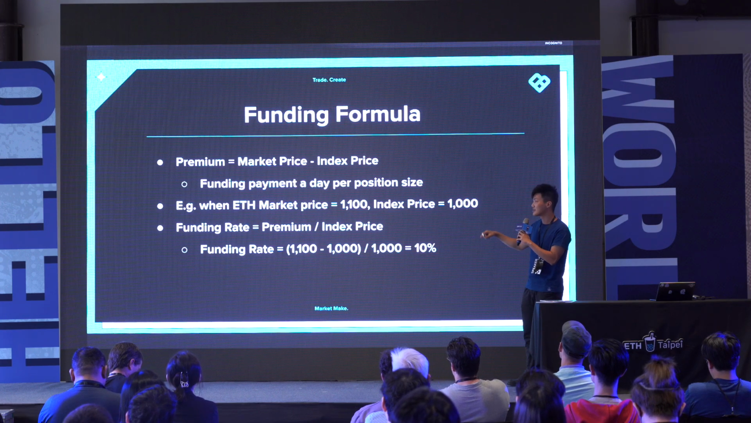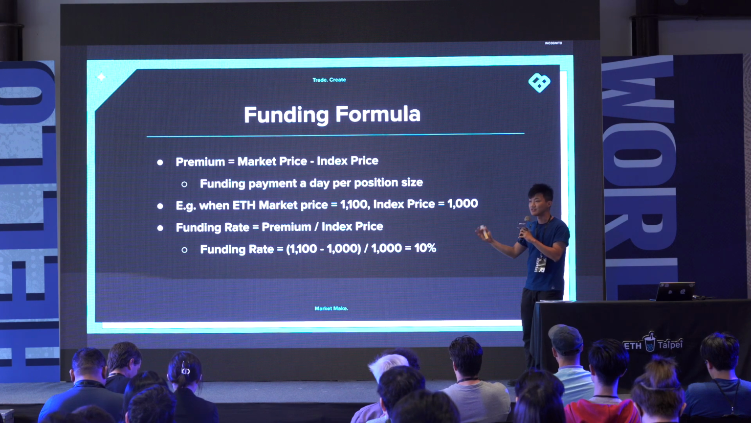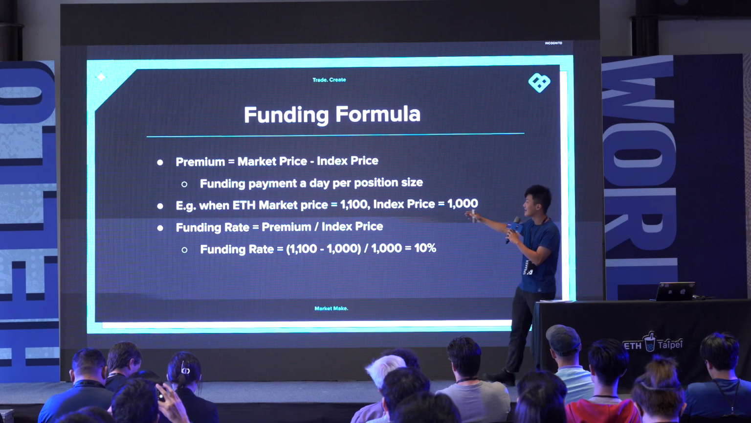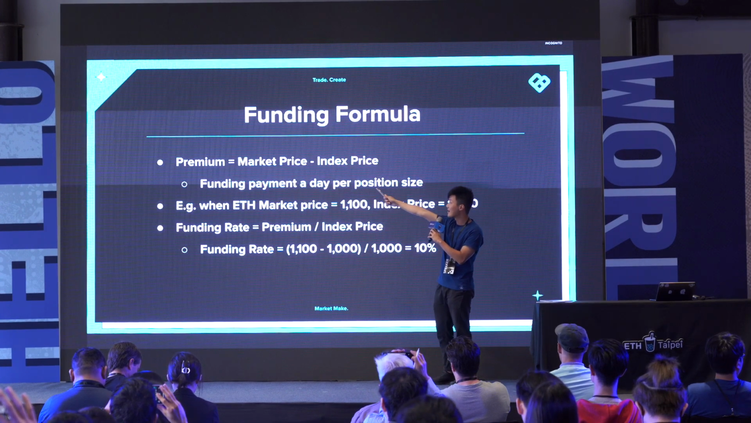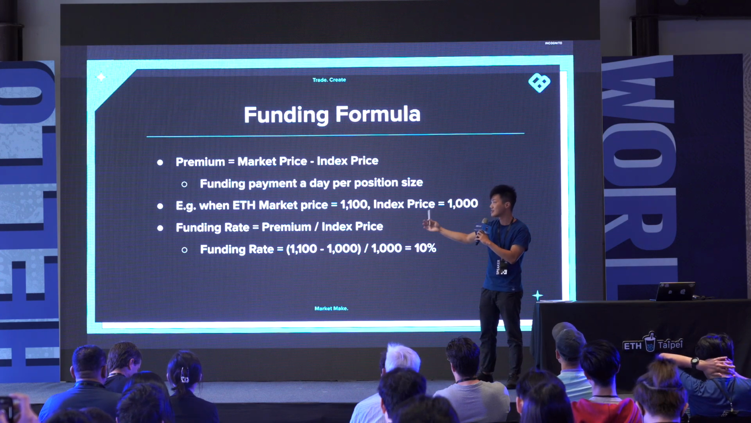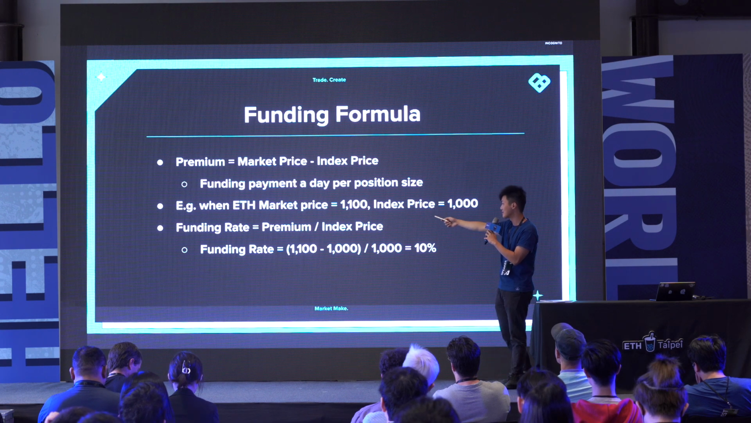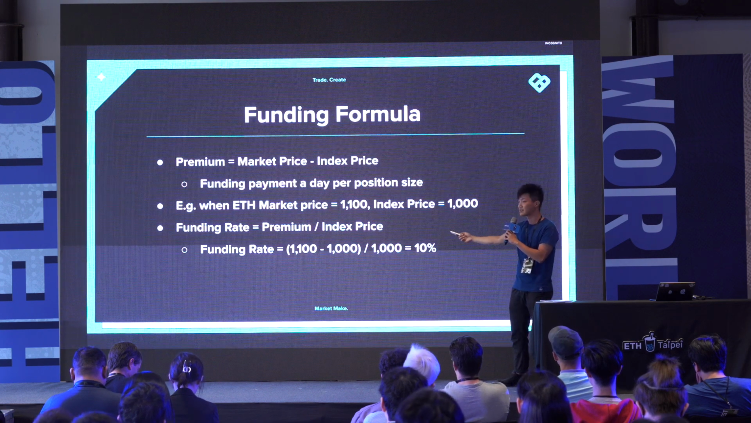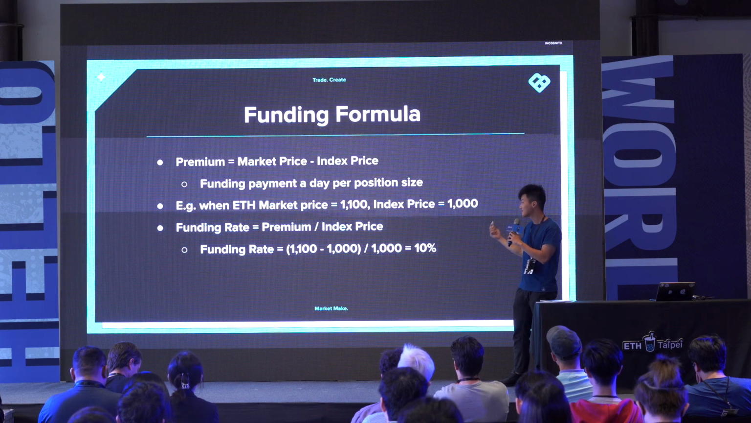And if we define the funding rate, it is actually just the degree of deviation of market price from index price. So premium is market price minus index price, while the funding rate only describes how deviated market price is from the index price. If we're using the same example, then it's actually 10%. So these are actually quite simple.